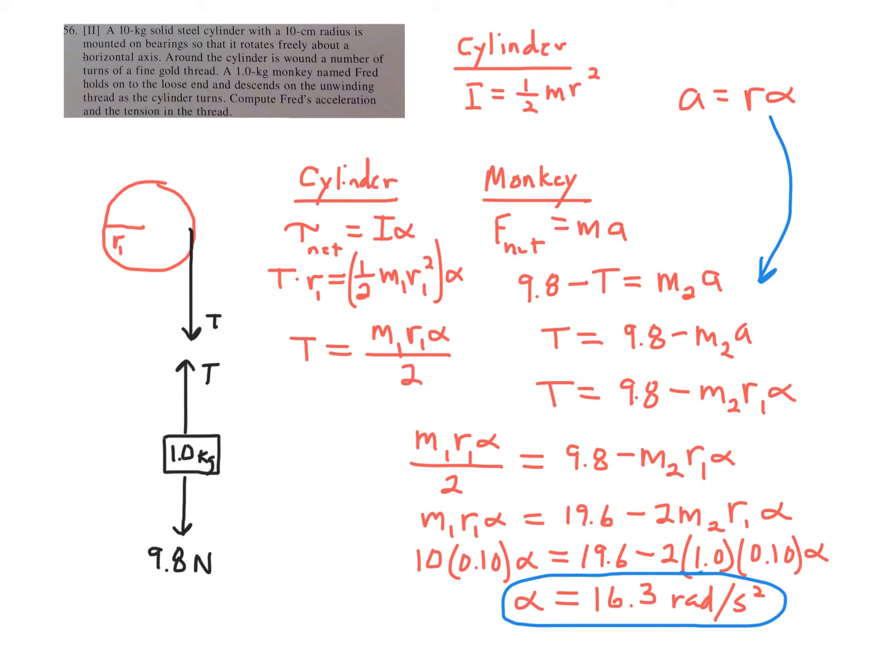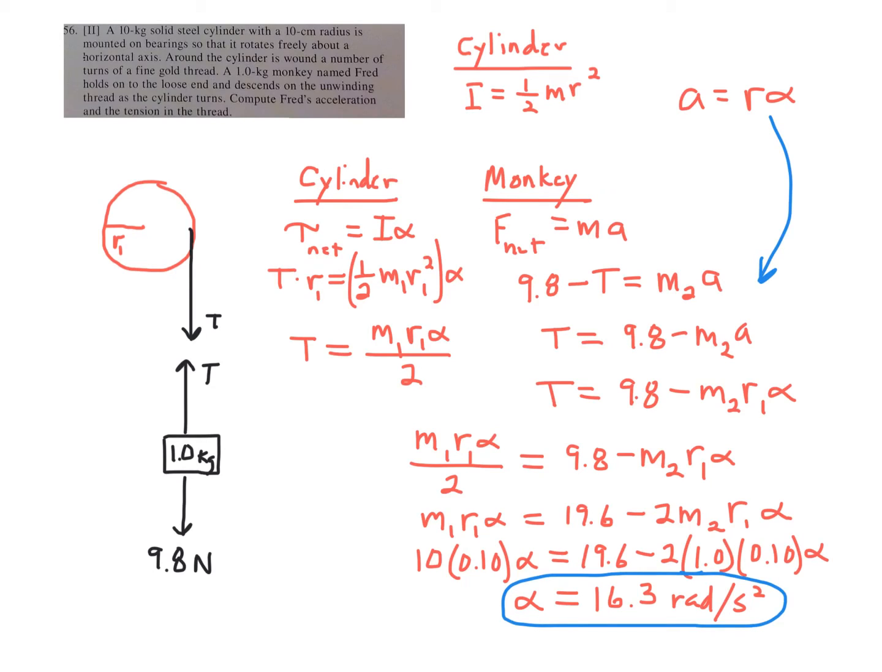Bottom line is, a couple of background pieces of information. The rotational inertia of a solid cylinder is 1/2 mr squared. And the general relationship between linear acceleration, tangential acceleration, and rotational acceleration is a equals R alpha. But bottom line is, it's basically, in a sense, Newton's second law. If you look at the monkey, it's F net equals ma.